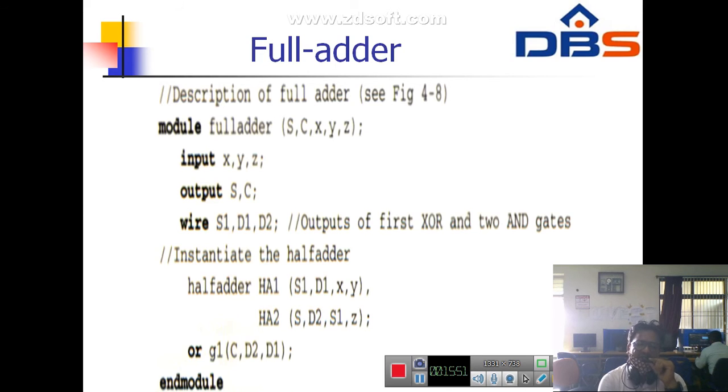So we fulfill that bottom up description in the gate level design. The first half adder has two inputs and outputs S1 and D1. The second half adder has the same kind of inputs, with the outputs sum and D2, taking S1 and Z as inputs. When we are adding the functions to the OR gate, it is or of G1 C comma D2 comma D1. So finally we end the module.